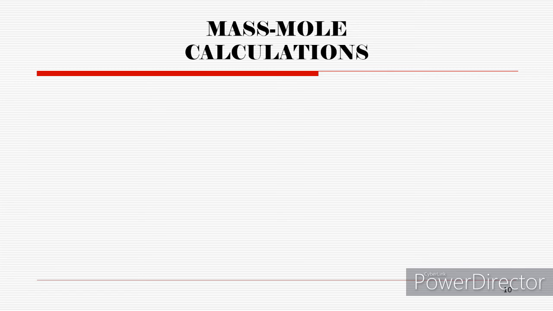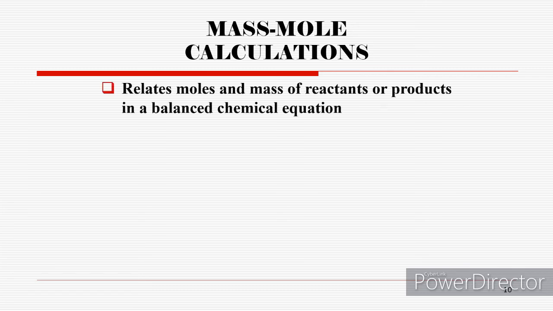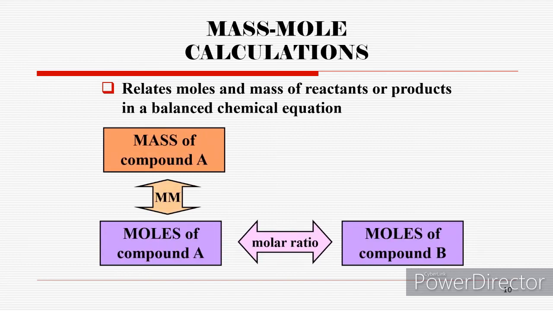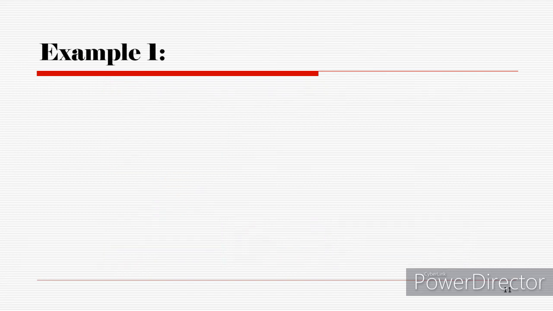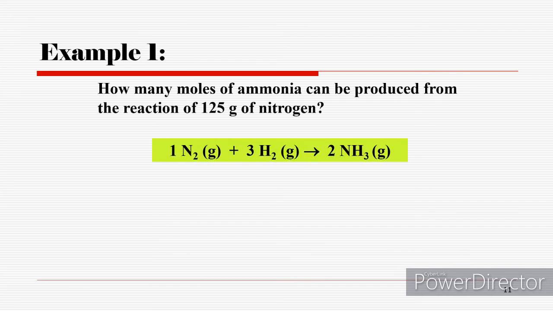Let's have mass to mole calculations. It relates moles and mass of reactants or products in a balanced chemical equation. How many moles of ammonia can be produced from the reaction of 125 grams of nitrogen?